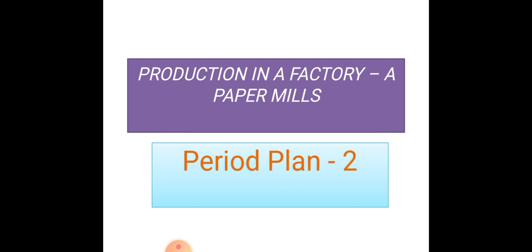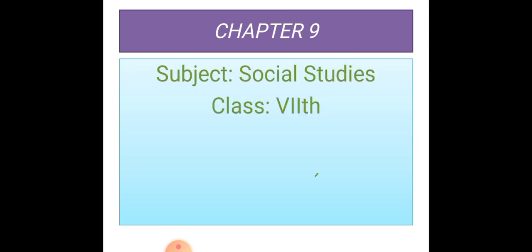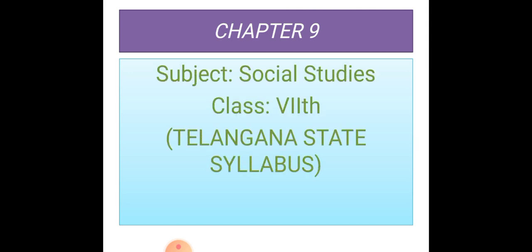Now, as we have learned in the last class, how paper is made, what is the importance of it, what are the raw materials that are used for that, etc. Now, let's see what we learn in this period plan. So it's a seventh class textbook, Social Studies, Telangana State Syllabus.